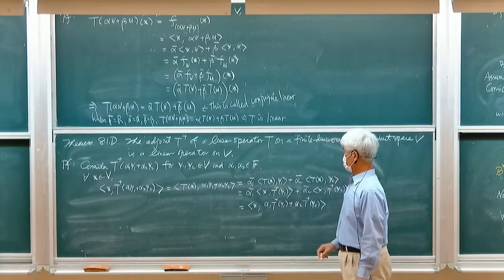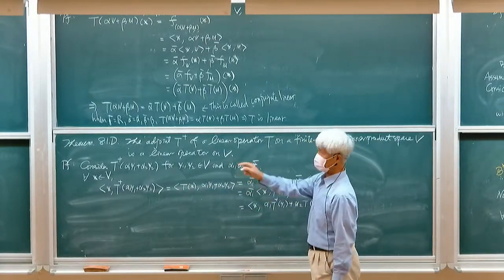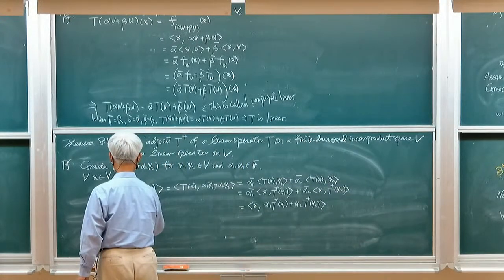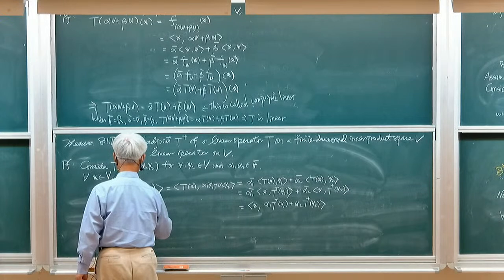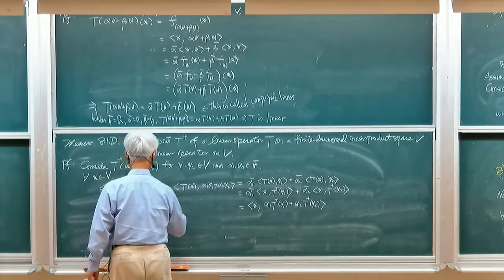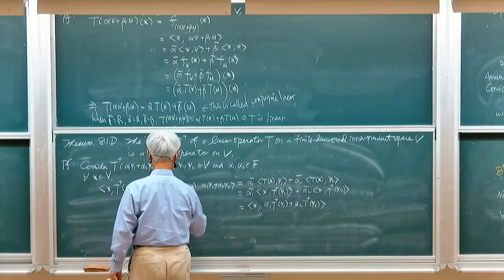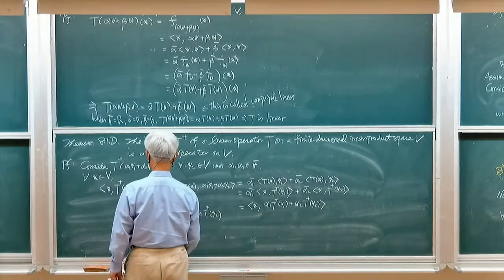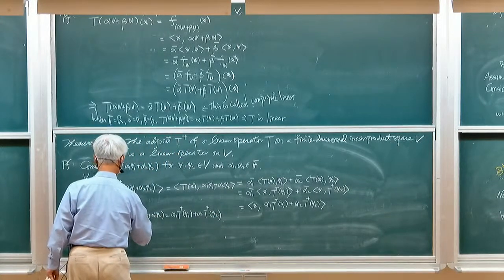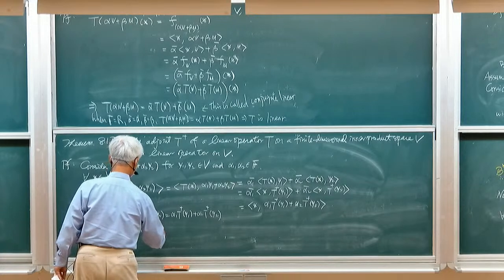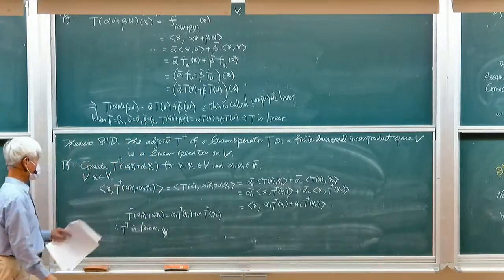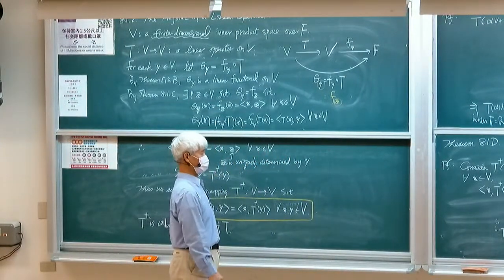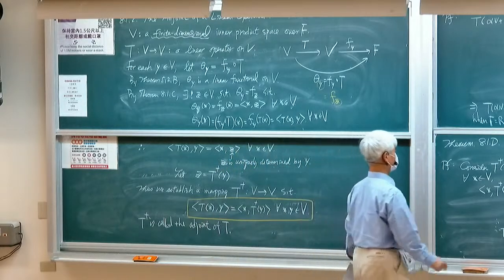Okay. So this inner product is true for all x in V. So this implies that T dagger of alpha 1 y1 plus alpha 2 y2 is equal to alpha 1 T dagger y1 plus alpha 2 T dagger y2. Okay, so T dagger is linear. And we are done. Okay, so we have shown that the adjoint T dagger of a linear operator T is also a linear operator. Okay?